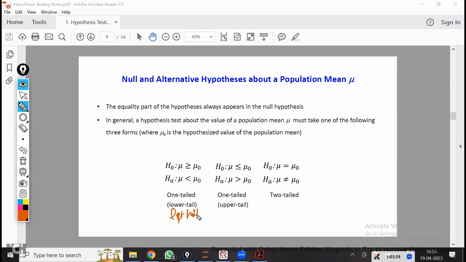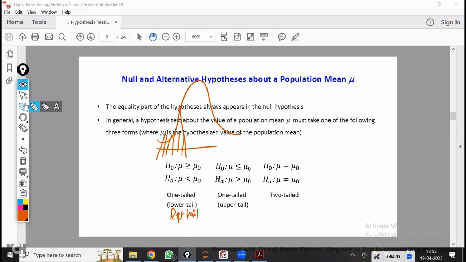What is meant by a left tail test? The rejection will be on the left side. If it is less than this, you are going to take the action. Example, with respect to a milk water bottle: if it is less than 1000 you are going to take the action. If it is more than 1000, it is absolutely okay for you. The action is only on the left side, if it is less than this.